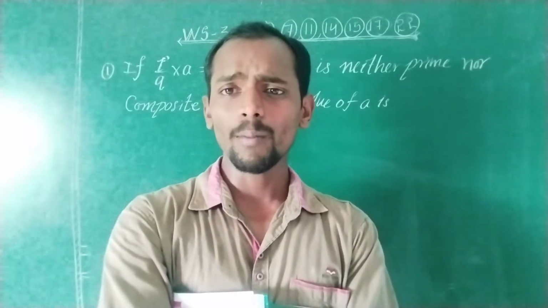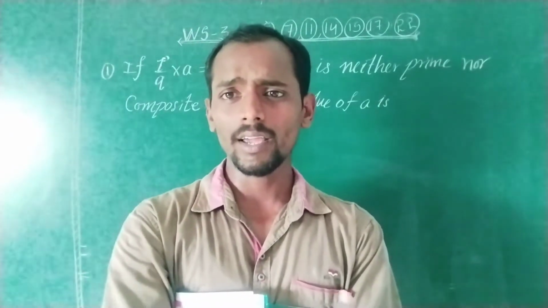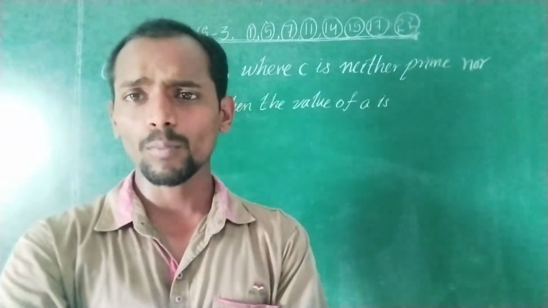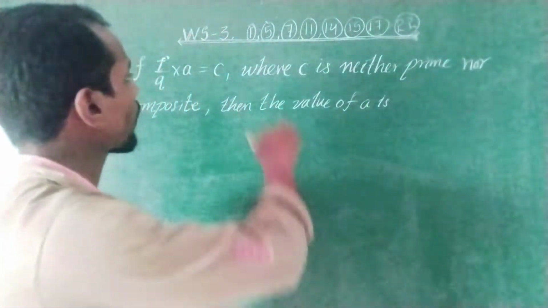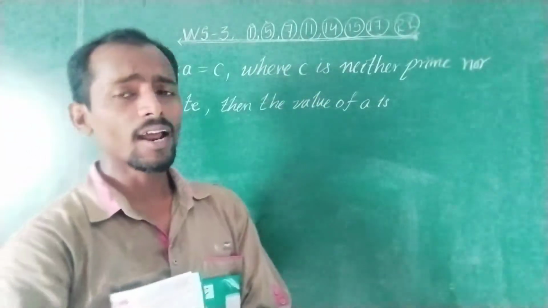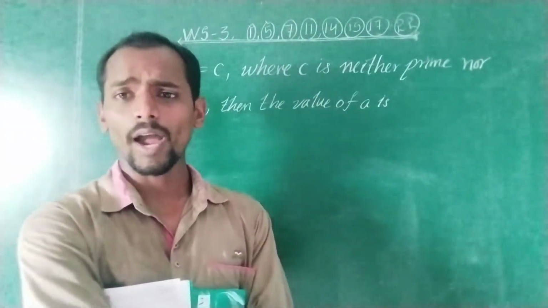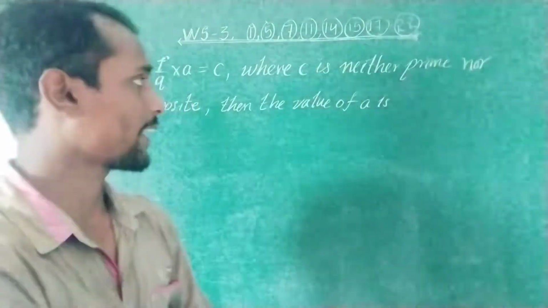Today we are solving the problems related to rational numbers. In worksheet 3, we are going to solve problems 1, 2, 5, 7, 11, 14, 15, 17 and 22. The remaining you have to do on your own. Problem number 1 is given like this.